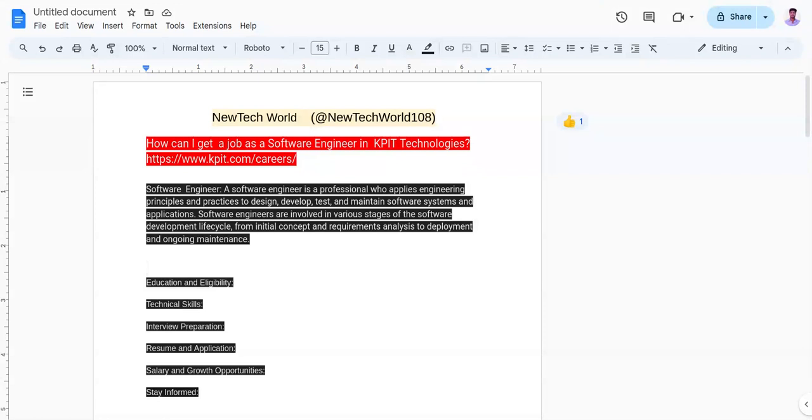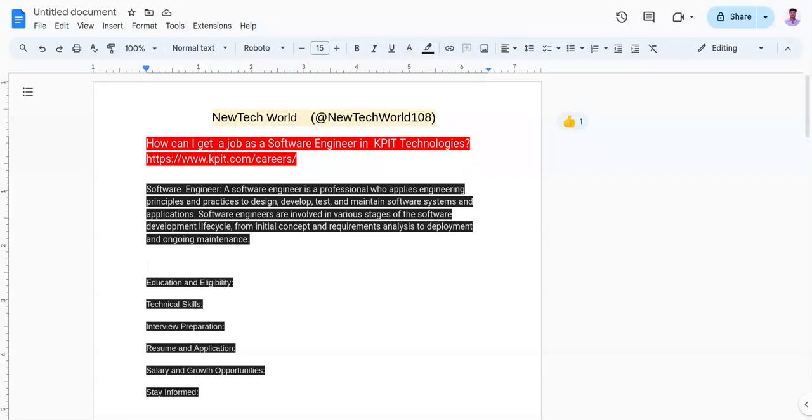So the first one is about KPIT. KPIT Technologies Limited is a leading global technology company that specializes in providing solutions to the automotive and mobility industry. With a strong focus on digital transformation, KPIT offers services in areas of embedded system, enterprise IT, and digital businesses.